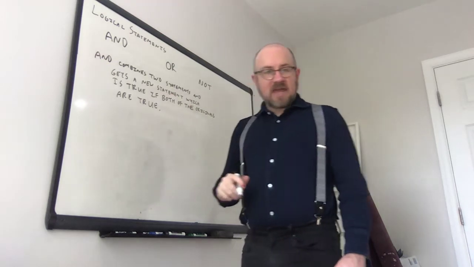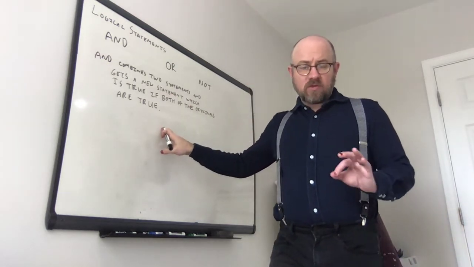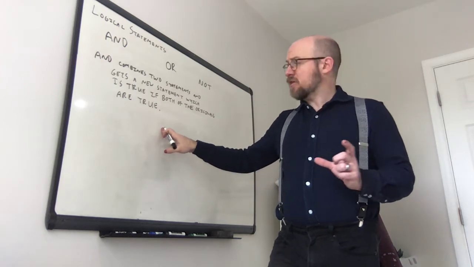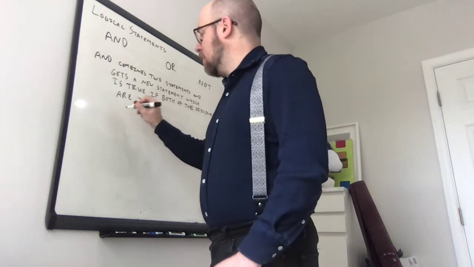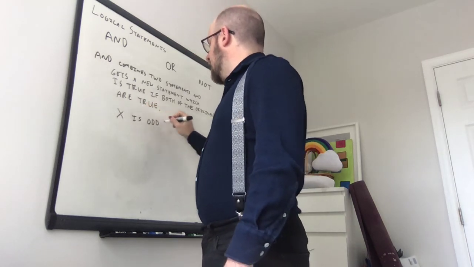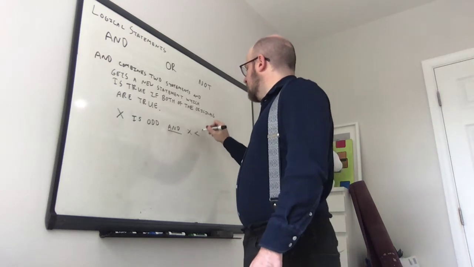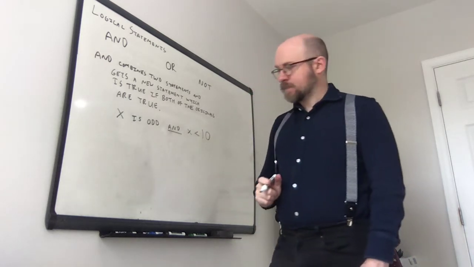Okay? So we're going to take two statements and we're going to get a new statement, and that statement will only be true if both of the original statements we started with were true. So for example, if I said x is odd and x is less than 10. Okay?